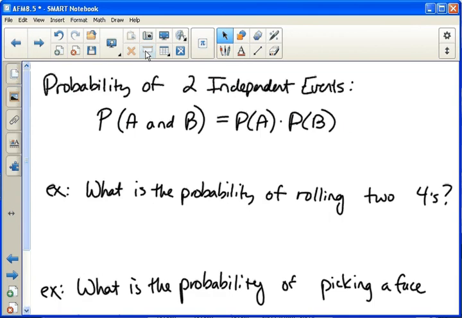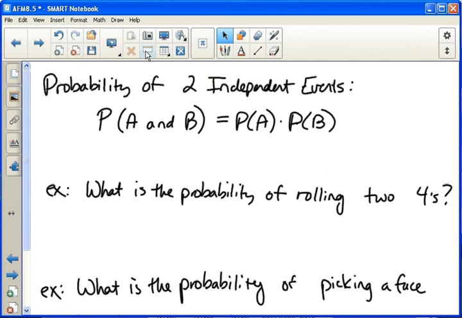So our first example, what would be the probability of rolling two 4s? So here's what you need to imagine. You have one die, you roll it one time, you pick it up and you roll it again. Well, the first roll should have absolutely no effect on the second roll. It's random every time. So rolling the die one time has no effect on you rolling a die the second time, so these two events are independent.